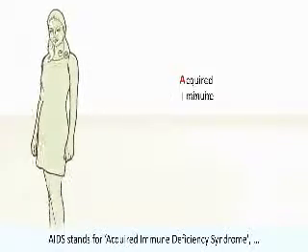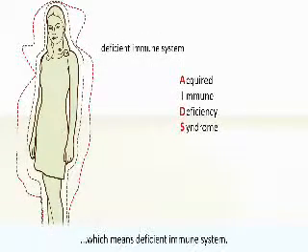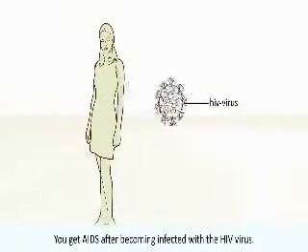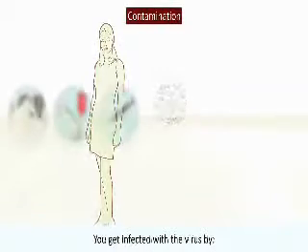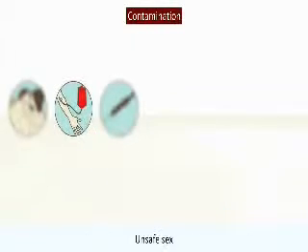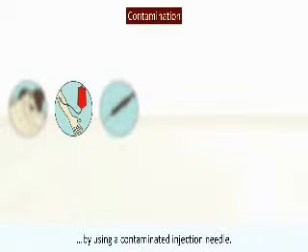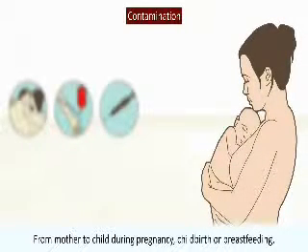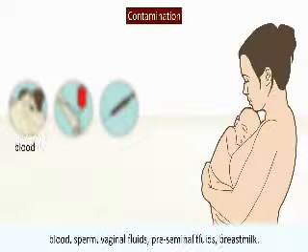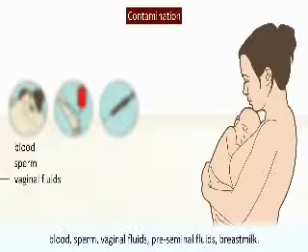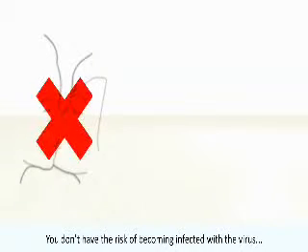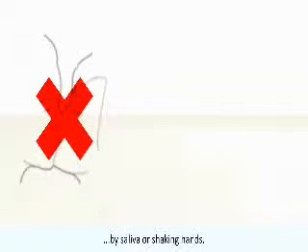AIDS stands for Acquired Immune Deficiency Syndrome, which means deficient immune system. You get AIDS after becoming infected with the HIV virus. You get infected with the virus by unsafe sex, contact with blood of an infected person, for example by using a contaminated injection needle, or from mother to child during pregnancy, childbirth, or breastfeeding. This is because the virus is transmitted through blood, sperm, vaginal fluids, pre-seminal fluids, and breast milk. You don't have the risk of becoming infected with the virus by saliva or shaking hands.